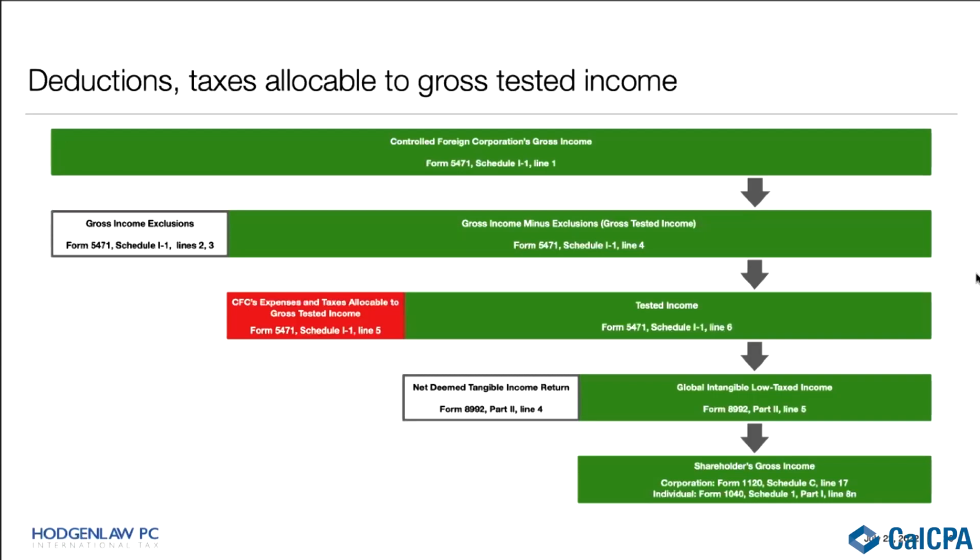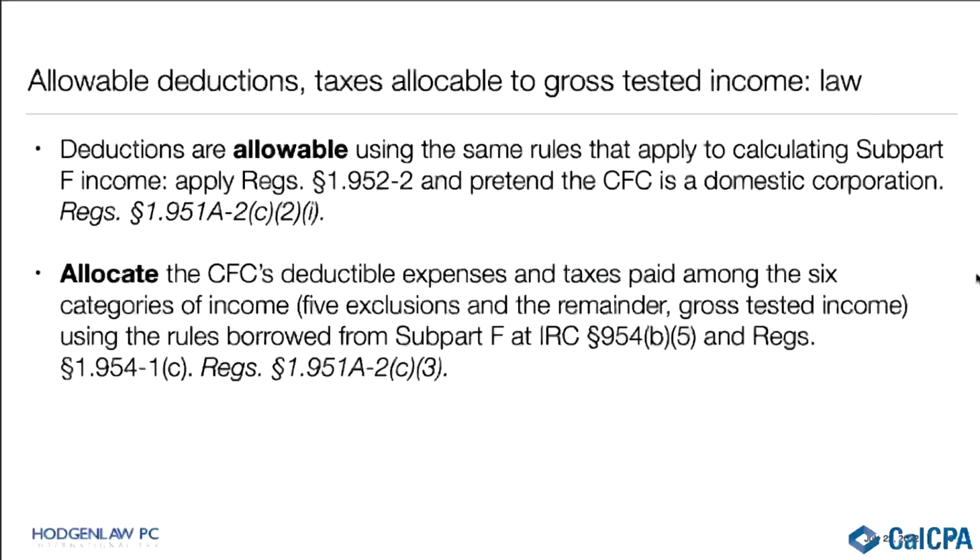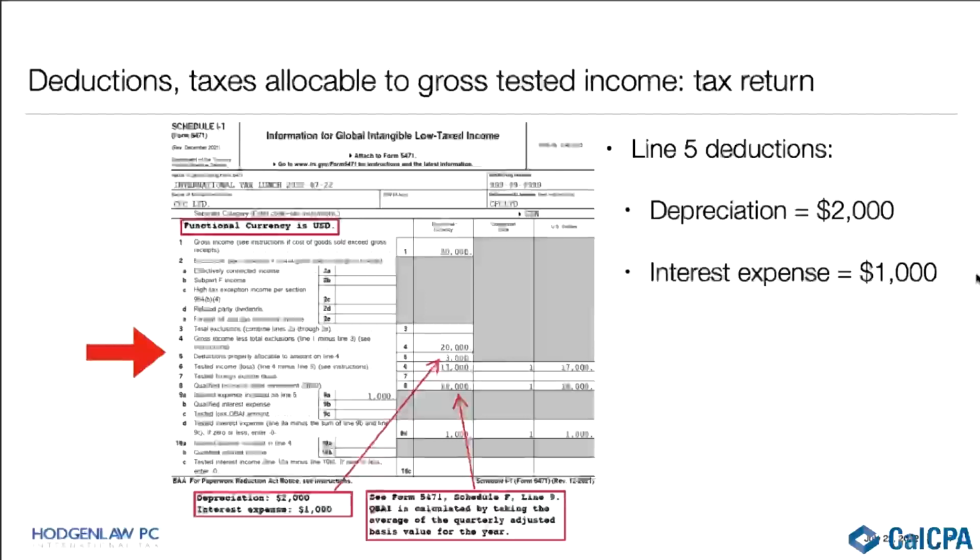So we're going to look now at the expenses of the CFC that were incurred in generating the gross tested income. And so specifically expenses and corporate income taxes allocable to that gross tested income. And here it is. You can see on line 5, here are the deductions. And my assumptions were depreciation on the assets of $2,000 and interest expense of $1,000. So you stick them both on line 5.